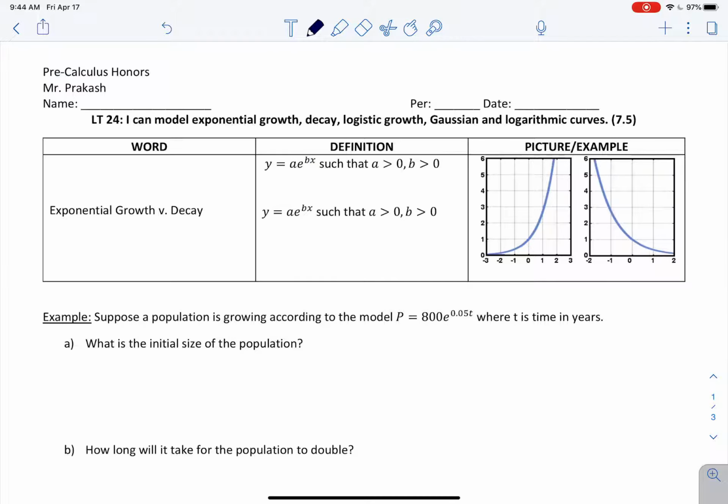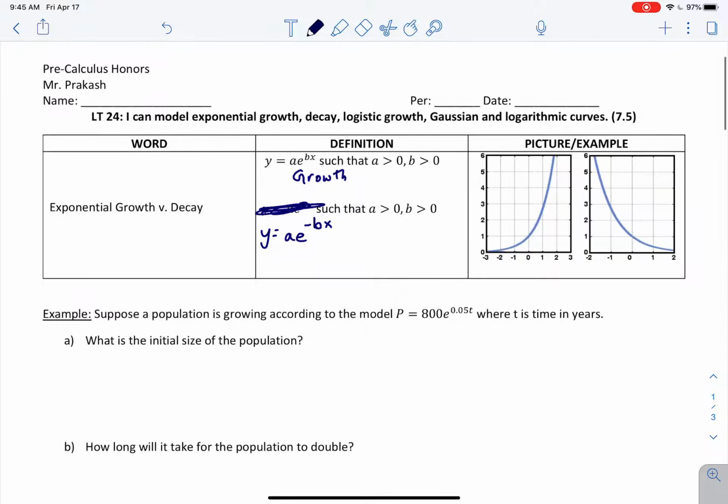That's the initial value you have. And so if it's growth, you get a times e to the bx, where a is bigger than 0, b is bigger than 0. I have a typo here for the second one. For decay, this should be y equals a times e to the negative bx. B is still positive, but you make it negative by adding that negative sign in front. And that way you get decay.